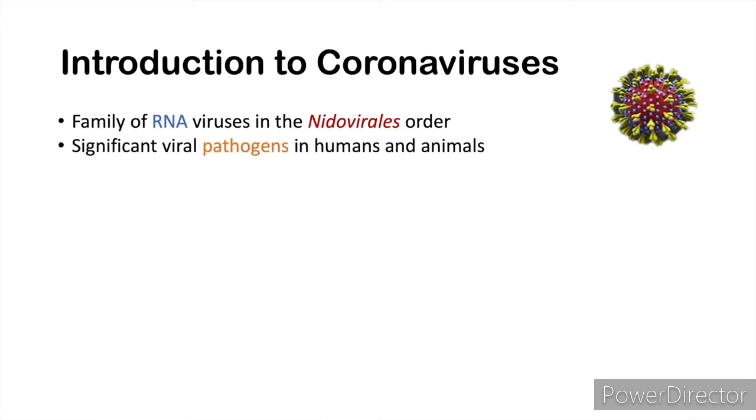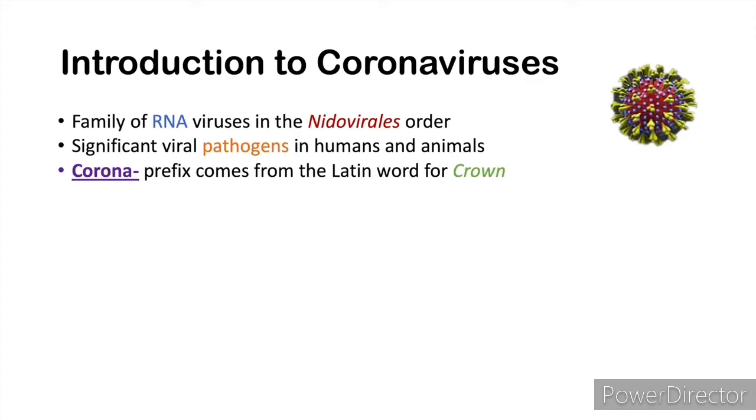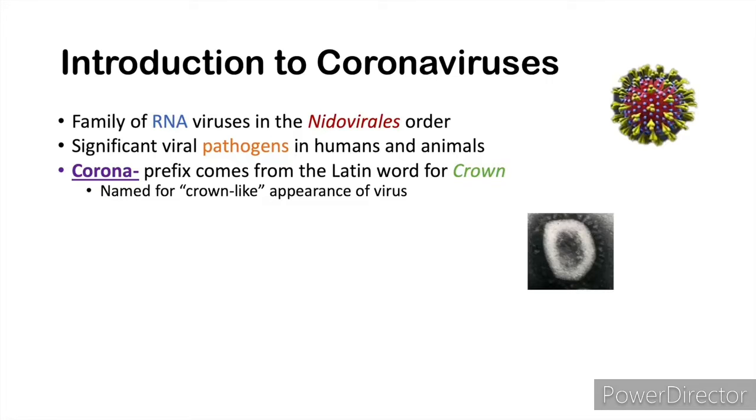Coronaviruses are significant viral pathogens in both humans and animals. They can cause significant disease. And the word coronavirus, the prefix corona, actually comes from the Latin word for crown, named for the crown-like appearance of the virus. So here is an electron microscope image of a coronavirus, and as you can see here, these are the membrane surface proteins, and it looks a bit like a crown. And here's another image as well.